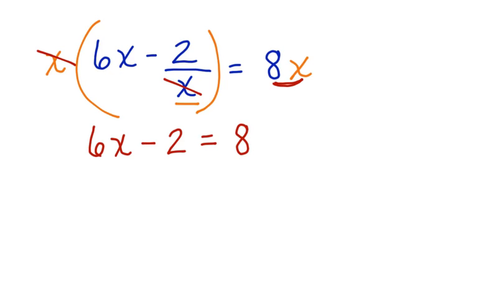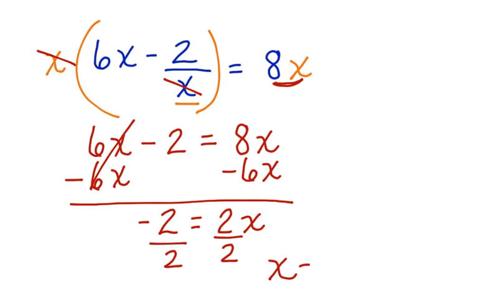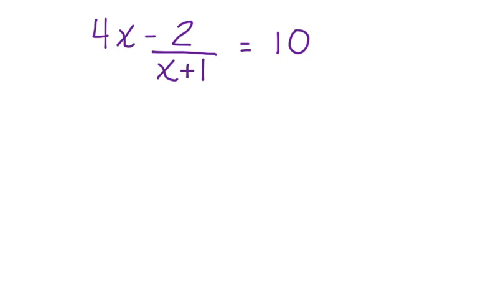Now we can subtract 6x from both sides, just like we would in solving a linear equation. These cancel, leaving us with negative 2 equals 2x. We divide both sides by 2, and x is equal to negative 1. This is our solution. Let's look at another one.